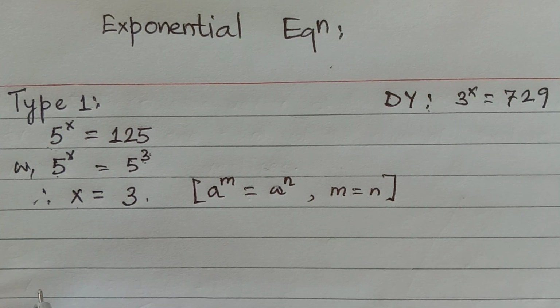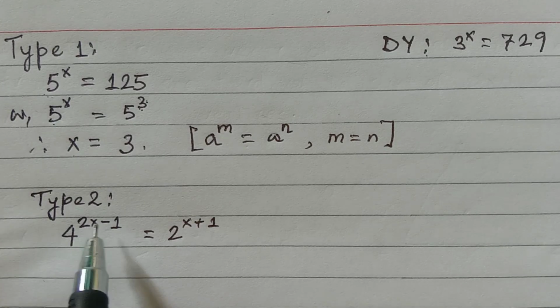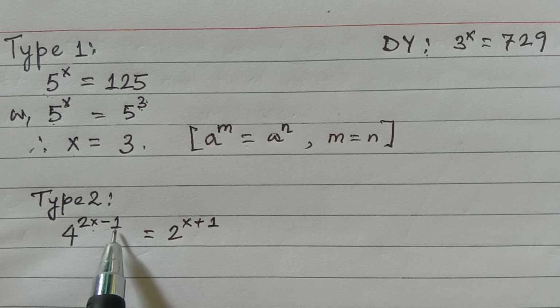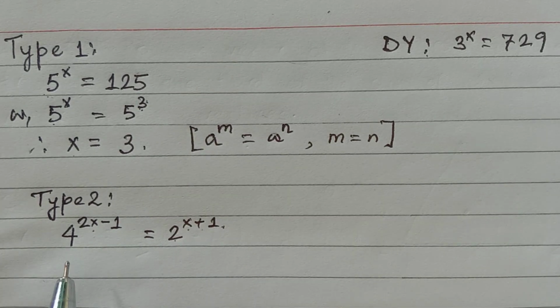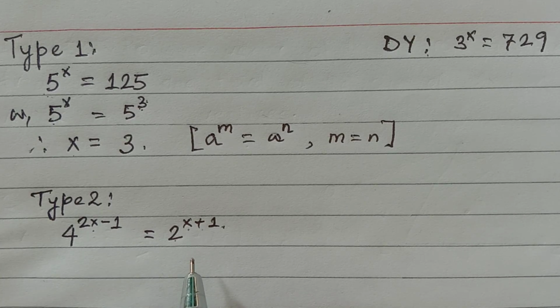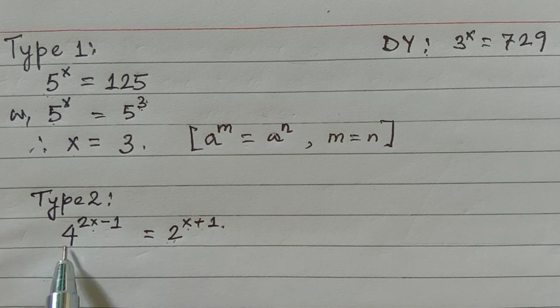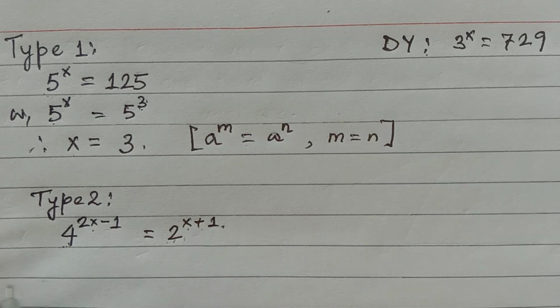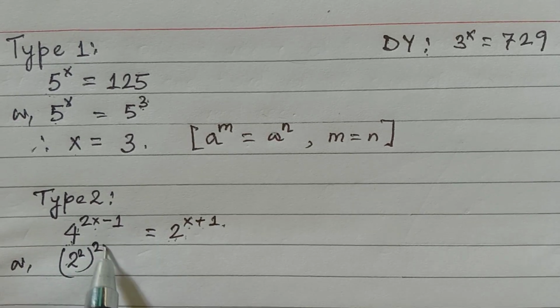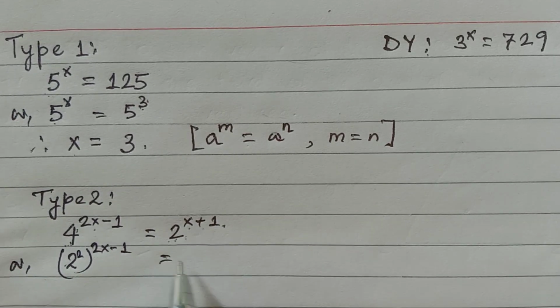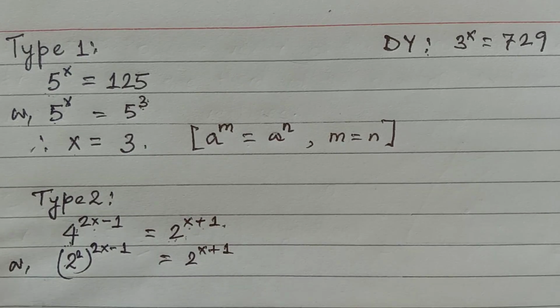Now let's go to type 2. In type 2, the first question is 4 raised to power 2x minus 1 is equal to 2 raised to power x plus 1. Friends, while solving the exponential equation, first of all, we should try to make the base the same. What is the relation between 2 and 4? 4 is the square of 2. So we can write 2 squared for this 4, and the power 2x minus 1 is equal to 2 raised to power x plus 1.